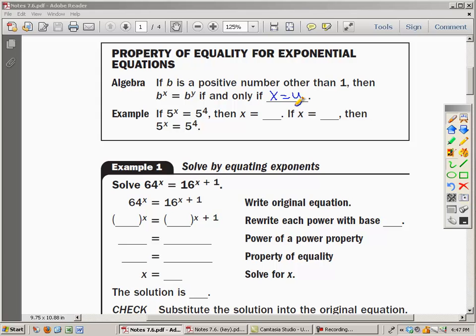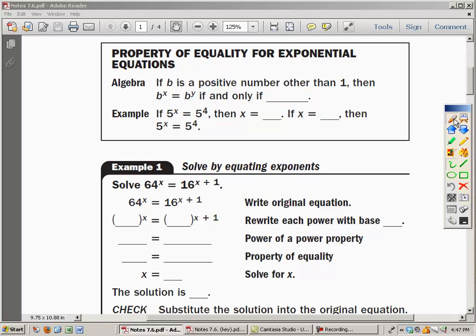And all we're saying here is if we have the same base in both cases, then these exponents have got to match. So for example, 5 to the x equals 5 to the 4th, well then x has got to be equal to 4, because 5 to the 4th power is going to be the same as 5 to the 4th power. And then if x is equal to 4, then obviously 5 to the x is equal to 5 to the 4th. So that's that if and only if business here. We don't really have to show it both ways, but we can use it both ways. And so I guess that's kind of the point here.